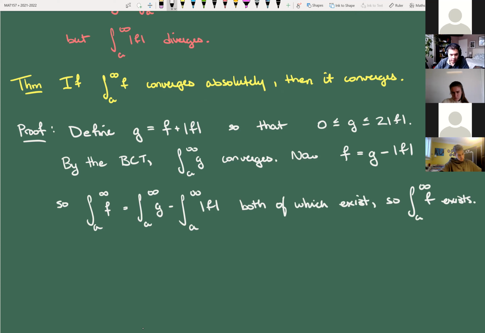Why does 2 times the absolute value of F converge? Yeah, sure. So remember, we assumed that F converged absolutely, right? So that tells us that the integral from A to infinity of the absolute value of F converges, right? And if the improper integral of the absolute value of F converges, then so too does 2 times it.